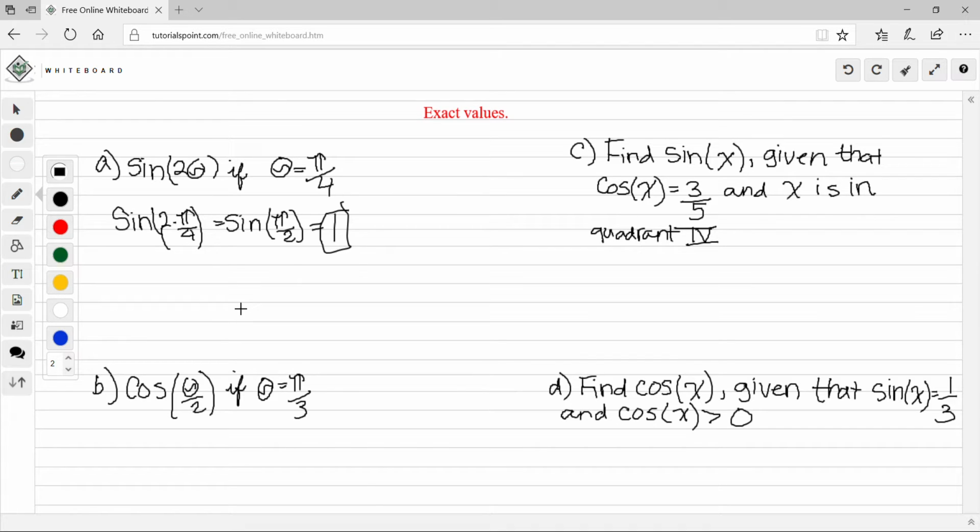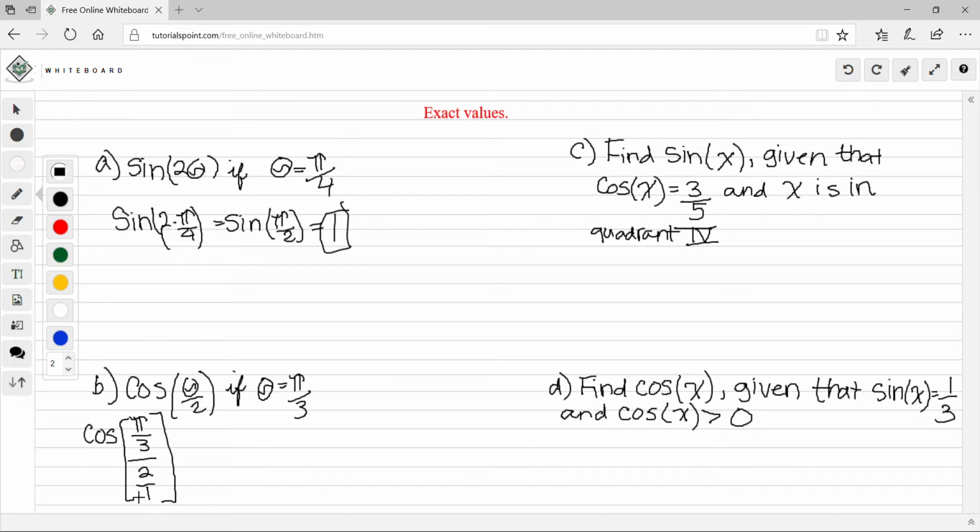So part B, cosine of theta over 2 if theta equals pi over 3. It's like saying cosine of pi over 3 over 2. And then I'll put a 1 here, and then I can do my brackets.